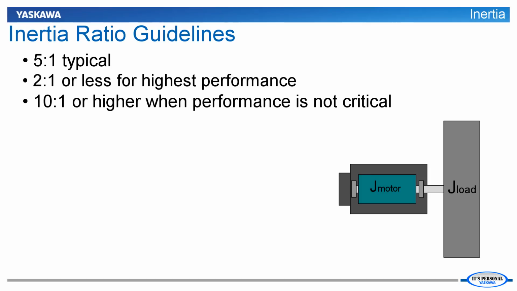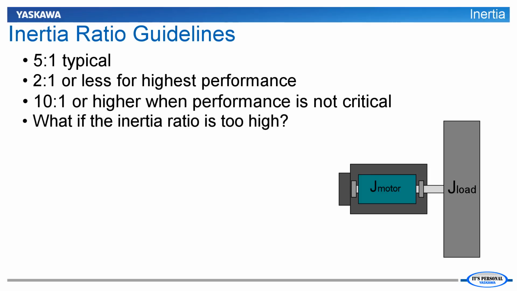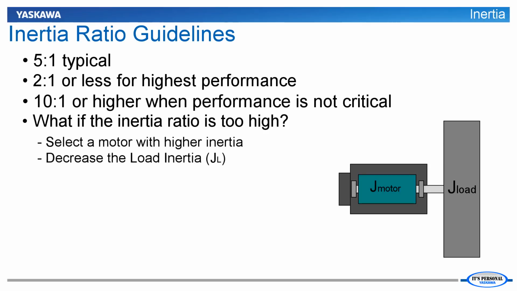With a higher inertia ratio, it is likely that more tuning will be required, and even after tuning, the performance will still not be as high as it would have been if a larger motor was used. If the inertia ratio is higher than desired, the easiest solution is to select a larger motor. It may also be possible to decrease the load inertia, either linear or rotary. The most effective methods are to increase the pitch of the rotary to linear conversion mechanism and to reduce the diameter of any rotary components.